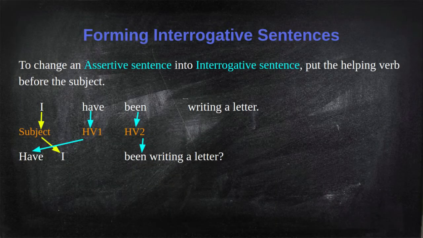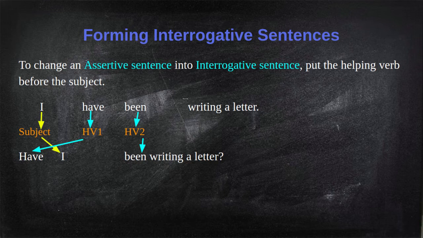Now, if there are two helping verbs in the sentence, what do we do? In that case, we write the first helping verb before the subject, then write the subject, and after the subject, we write the second helping verb. Simple only. First helping verb, subject, second helping verb. Here is one example.